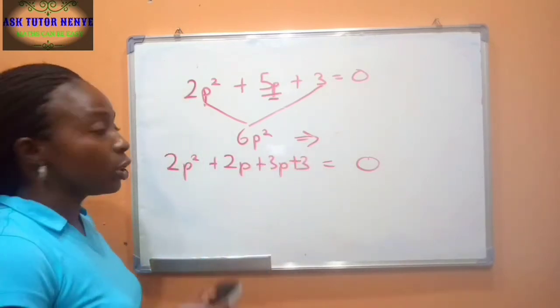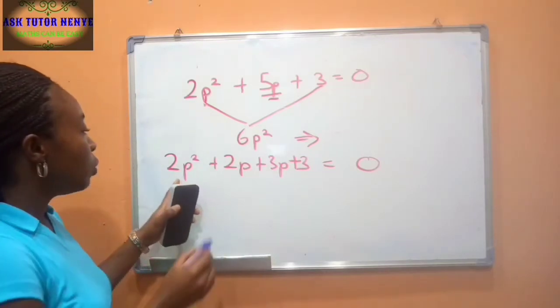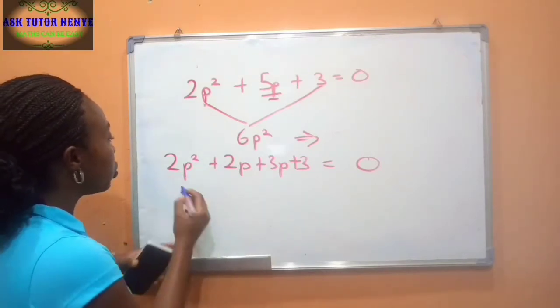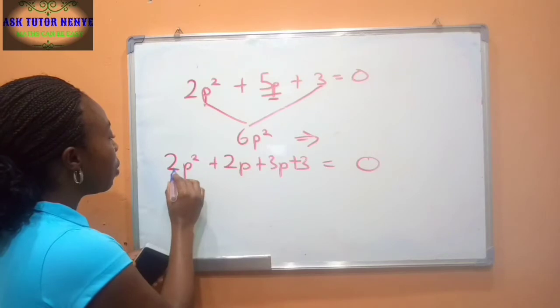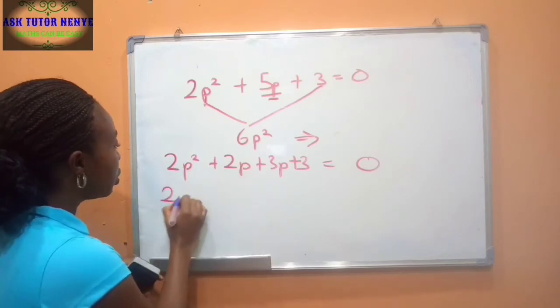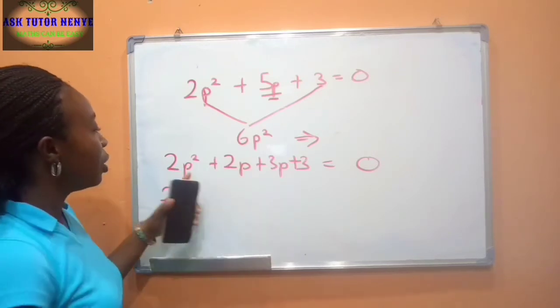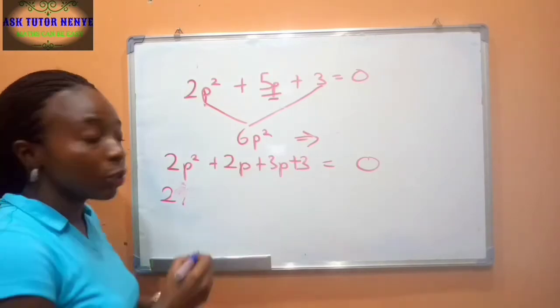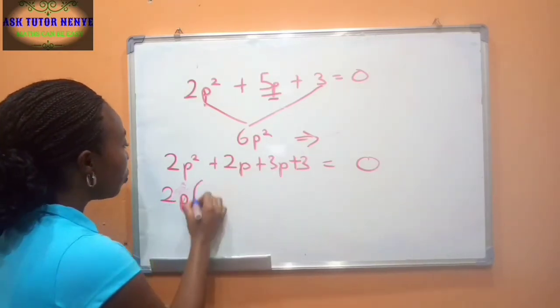Okay, so the next thing we are going to do is to look for the common factors. In this place we have 2. The common factor for the numbers is 2, and then we still have p squared and p. Our common factor here is p. Okay, we open up the bracket.